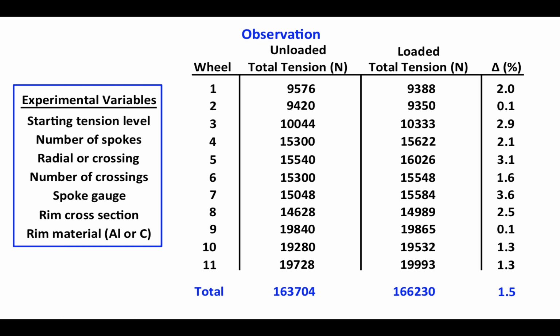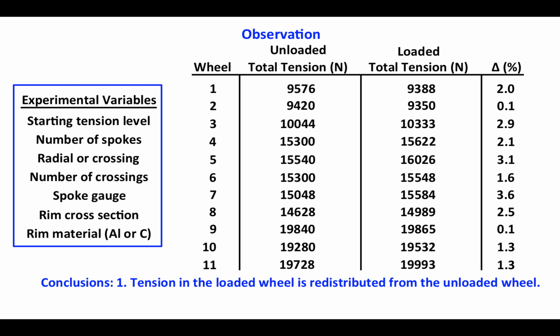And I believe the primary cause of even that small error is the inaccuracy of accurate conversions from the meter to newtons of force using the conversion tables and the interpolation required. We can draw two conclusions. One is that the tension in the loaded wheel is redistributed from the unloaded wheel, and two, the total tension of the unloaded wheel is equal to the total tension of the loaded wheel.